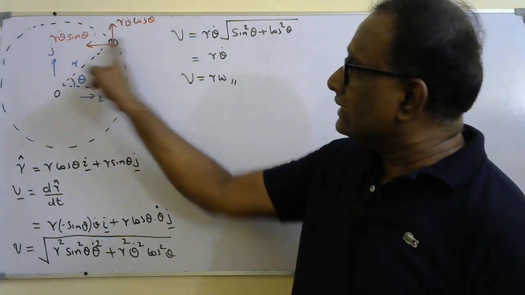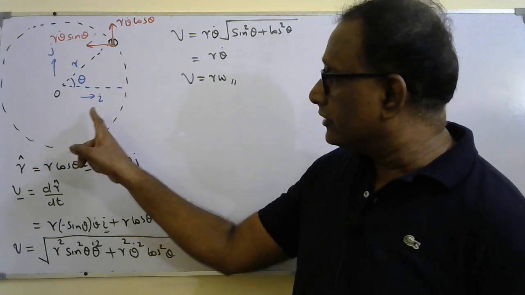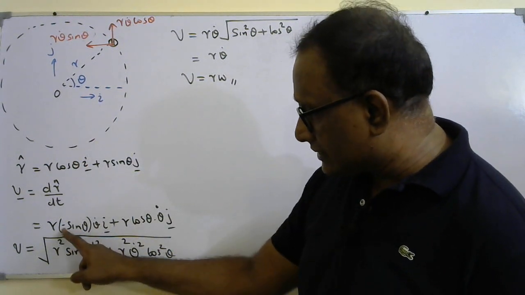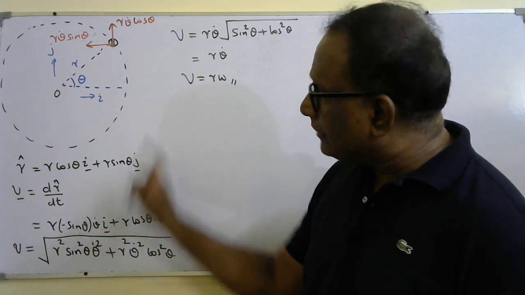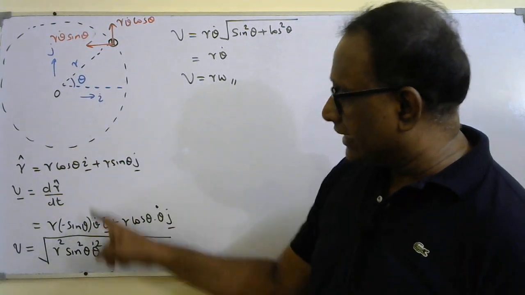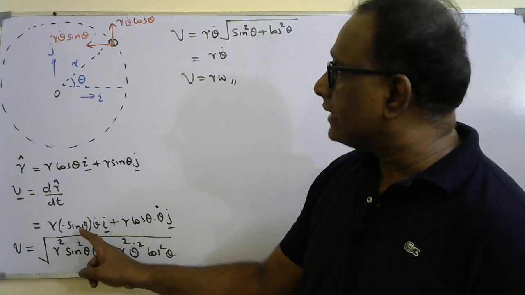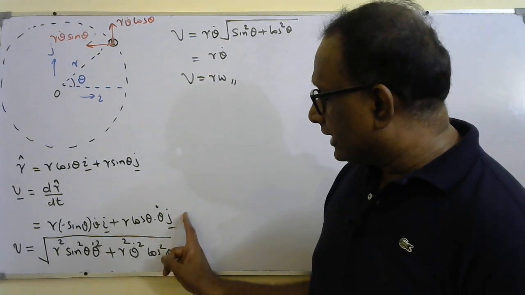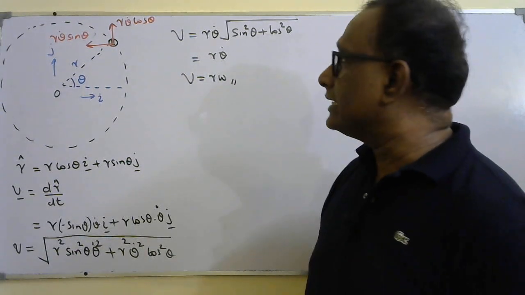So towards left, opposite to the direction of i. Why should I take it opposite to the direction of i? Because I'm taking here minus sign. So minus sign, I can put it with i, minus i means opposite. i is taken towards right, so minus i is towards left. That will be r theta dot sin theta. Towards up, along the direction of unit vector j, r cos theta theta dot, r theta dot cos theta.